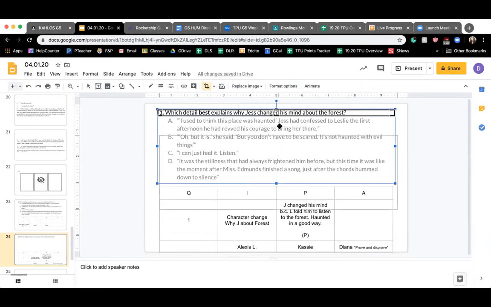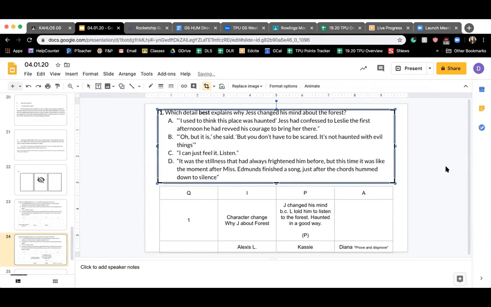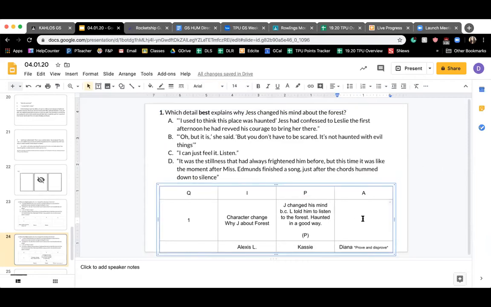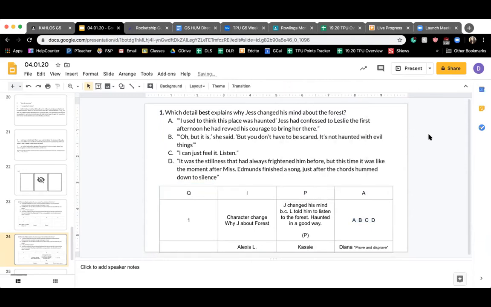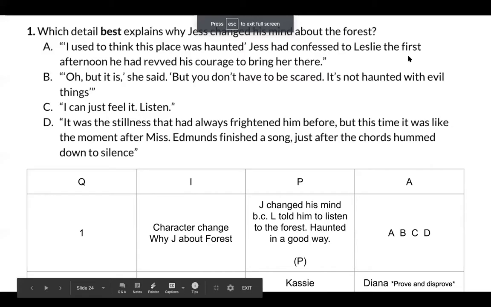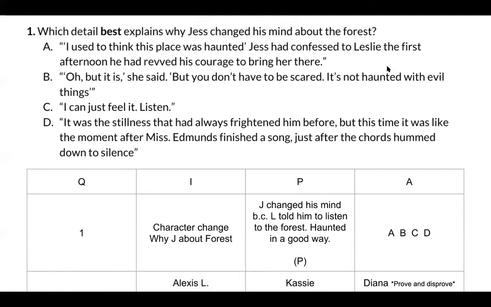I want you to take a moment. Miss Patel just moved it. I want you to take a moment right now, and I want you to figure out what is the correct answer and why. And then also, what is an incorrect answer and tell me why. Go ahead and put it in the chat box now. What is a correct answer and tell me why? What is an incorrect answer and tell me why? I'll give you 2 minutes.